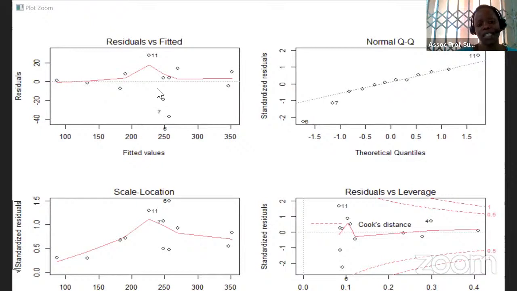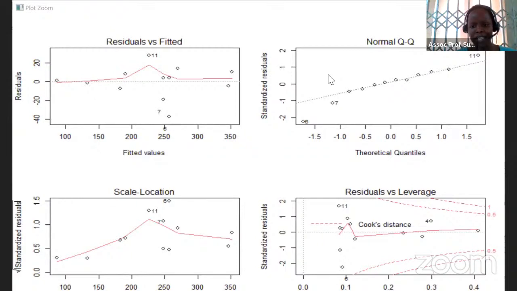So here we see that it's just a random scatter of points, no pattern in the residuals, and we conclude that there is constant variance. The second graph on the top right corner is a normal QQ plot, a normal probability plot. Again, there is a test called the Shapiro test, which tests for normality of residuals. But once the observed points fall on the dotted line, then the residuals are normally distributed.